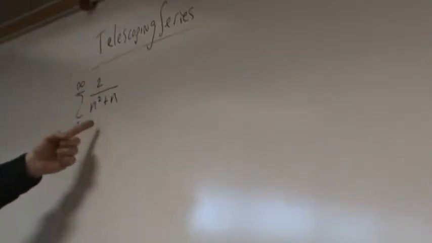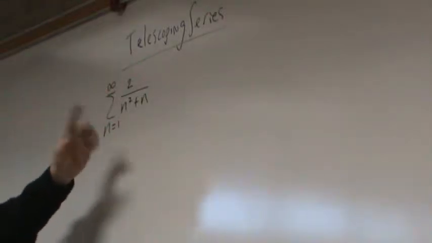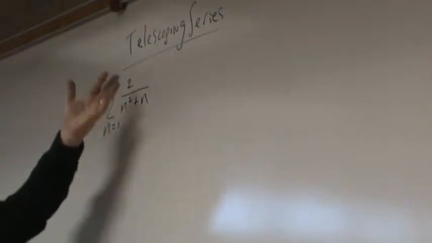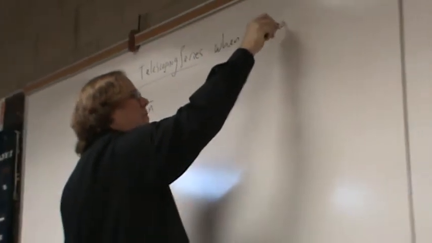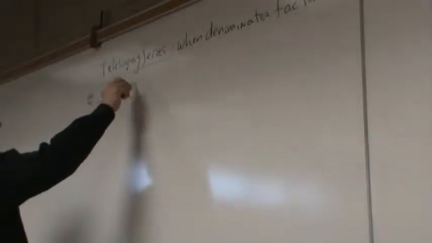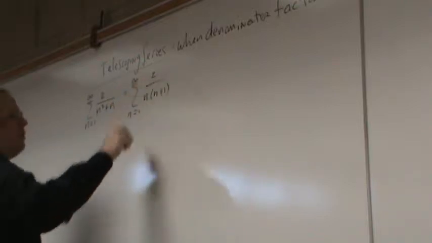Whenever someone gives you a series where the denominator is like a second or third degree polynomial that factors, but on the AP exam it'll almost exclusively be second degree. If the denominator factors, then you get to do telescoping series, okay? So let me just say that when the denominator factors, this series can be rewritten like this: 2 times n times n plus 1, because the denominator factors.